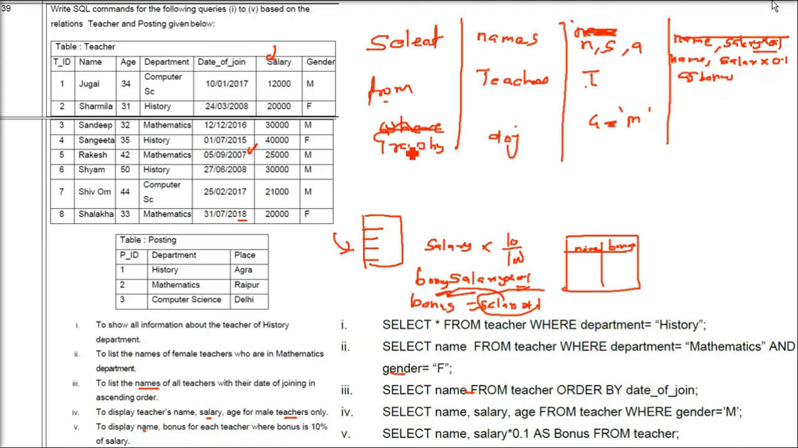So there is no where. Select name, salary into 0.1 as bonus from teacher. Only from teacher you have to do. No where clause will be used here. Right?